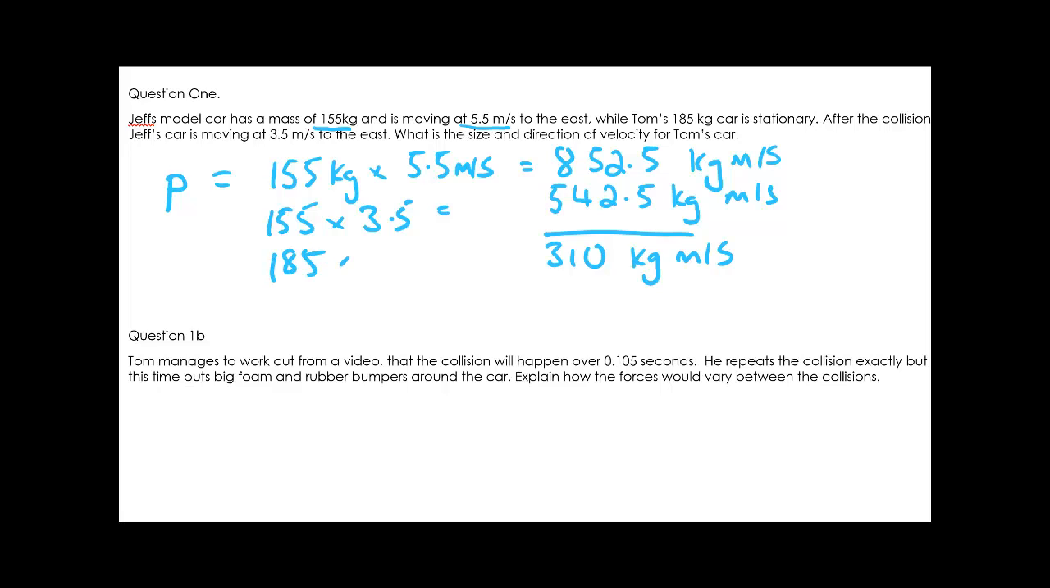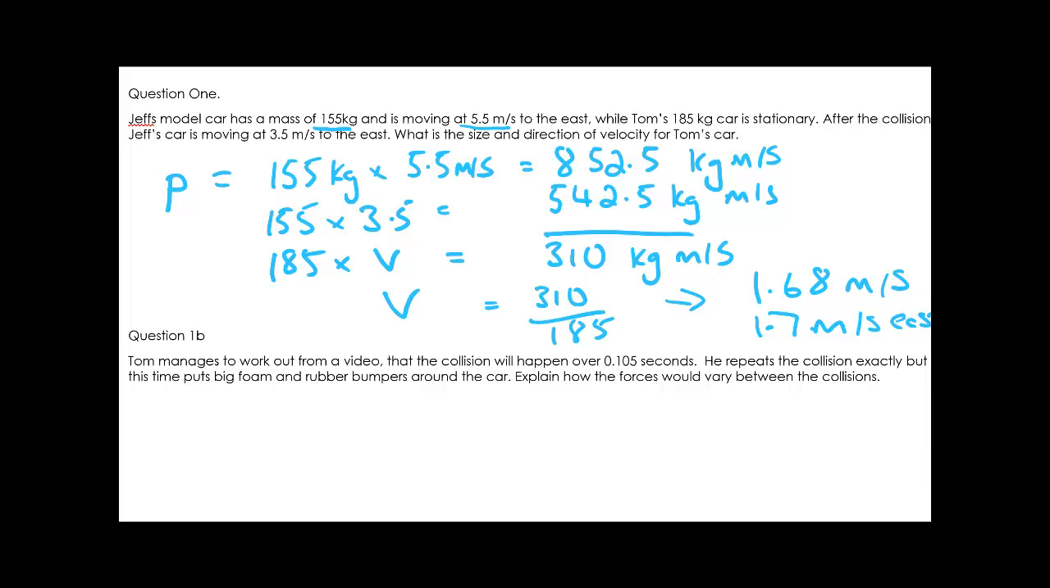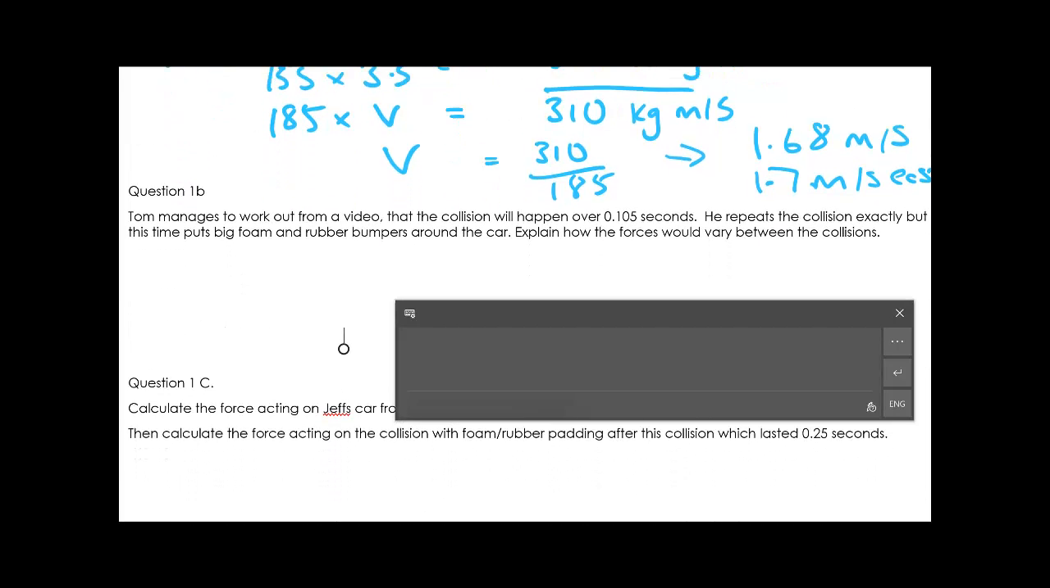So 185 times whatever that velocity is must equal that. So that equals 1.67. So that's basically 310 divided by 185 equals the new velocity. So that equals 1.68 meters per second. And if we're doing two significant figures, that would be 1.7 meters per second, and that's going to the east as well. So that's the first calculation.